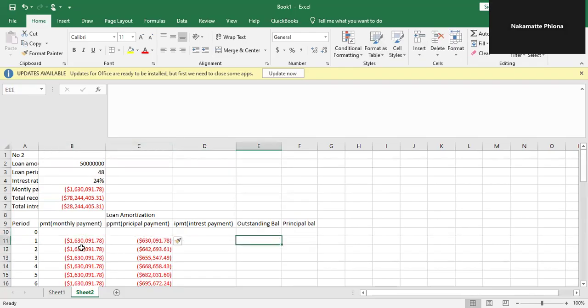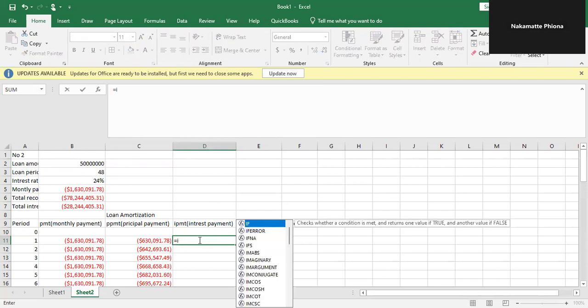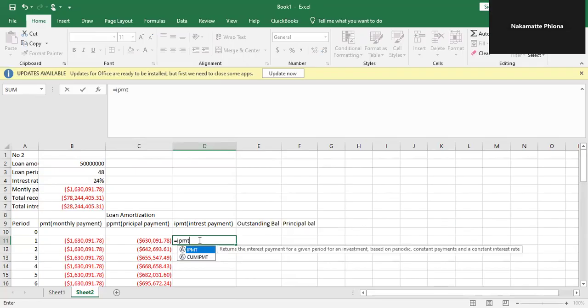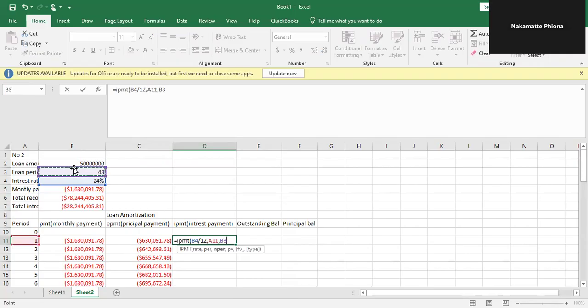Then IPMT, open brackets, rate over 12, comma, then period it is 1, comma, NPER is this one, comma, PV is this one, comma, future value is 0 and 0. Let us also lock.